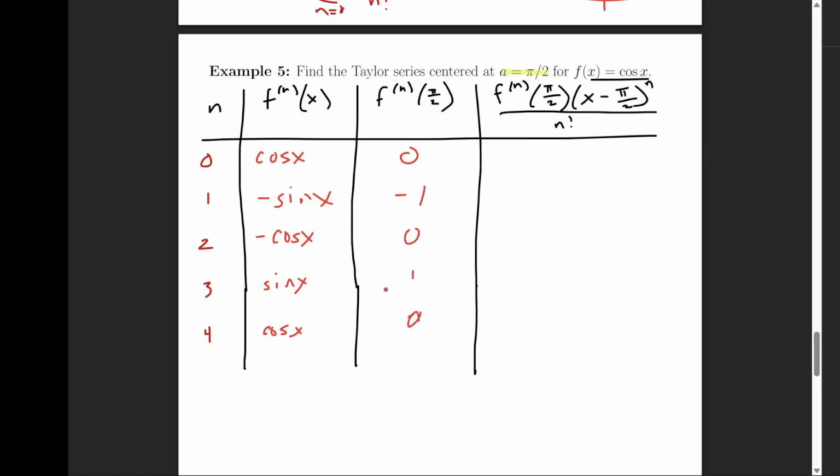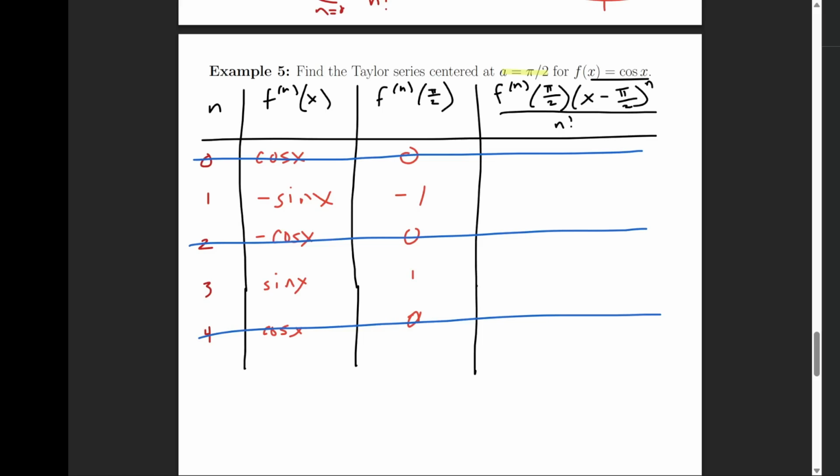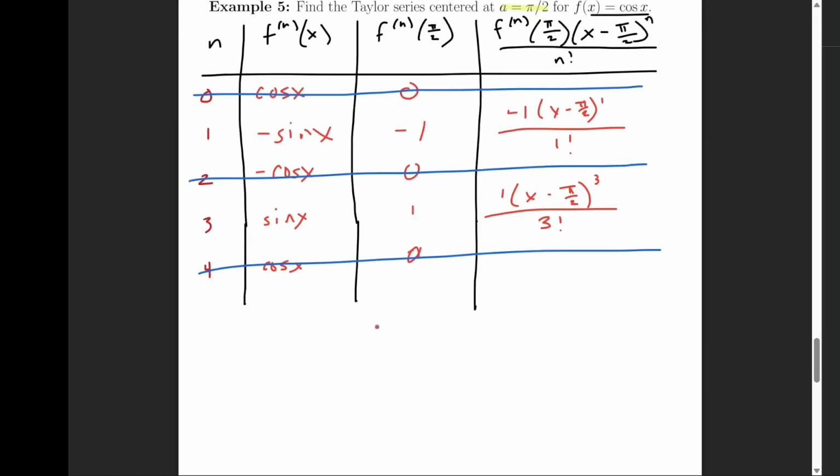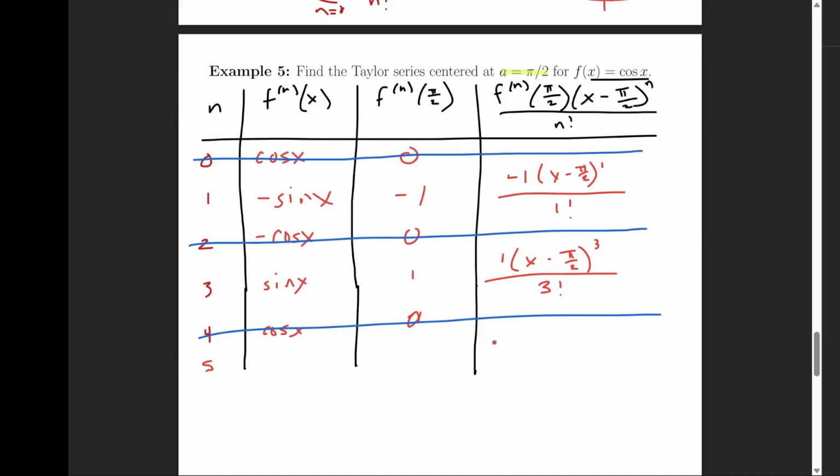If you remember, if the third column equals 0, that means there's no term, so we can just ignore it and draw a line there. Now we plug it into things. The third column gives us negative 1 on top, times x minus pi over 2 to the power of n, which in this case is 1, over 1 factorial. We do the same thing over here, and again for 5. That would be negative 1 because it's alternating.